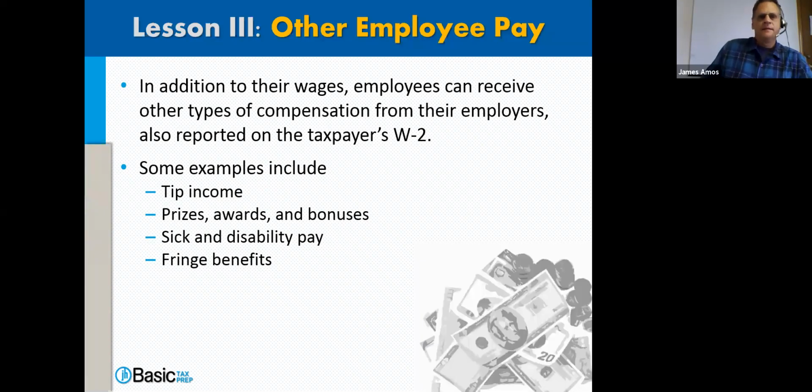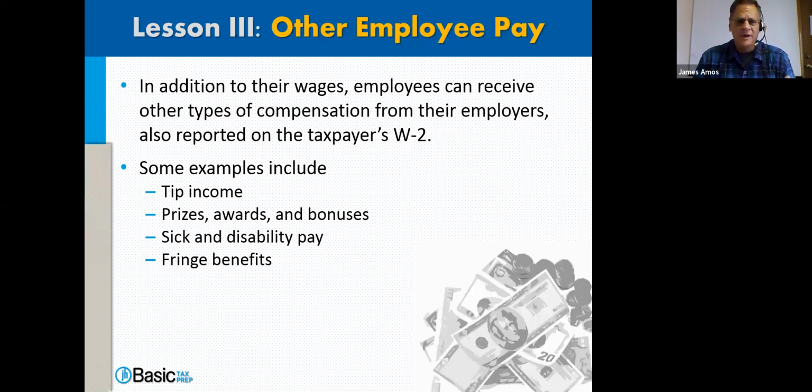Okay. Now, let's talk about some other kinds of employee pay. So far we've talked about W-2 income. Generally, that's taxable. We've talked about military pay income. Generally, that's taxable. There are just a couple of exceptions. And now we're moving into other employee pay that you can get. So what is this other employee pay?